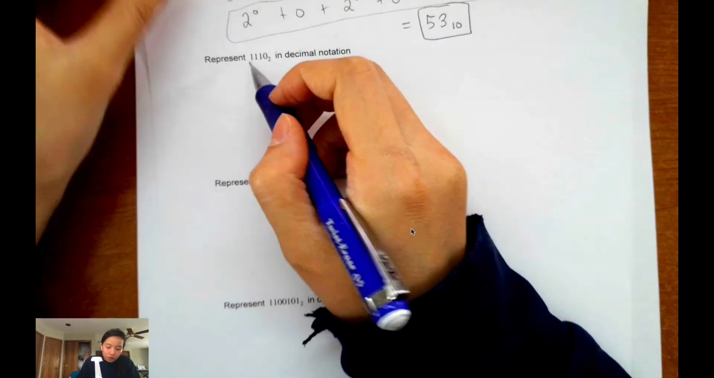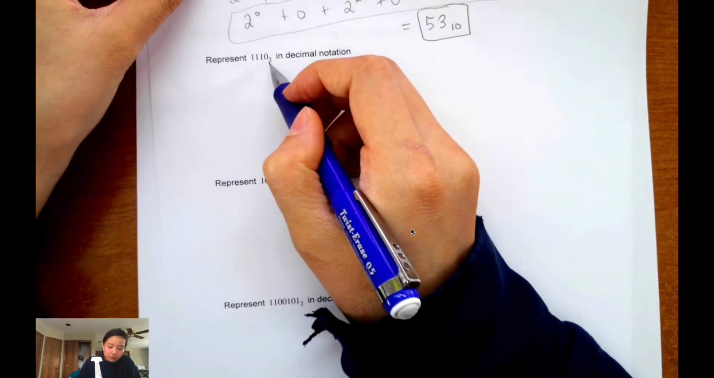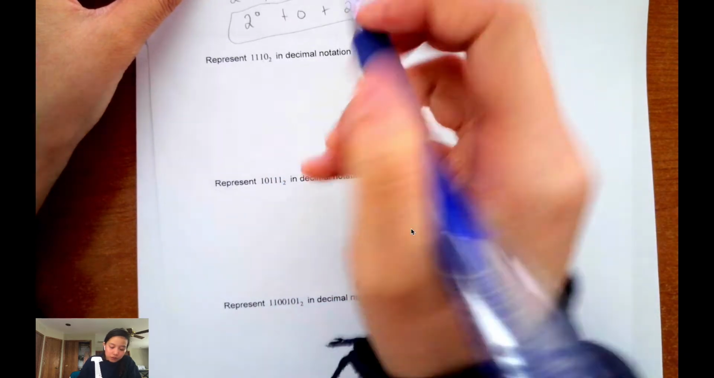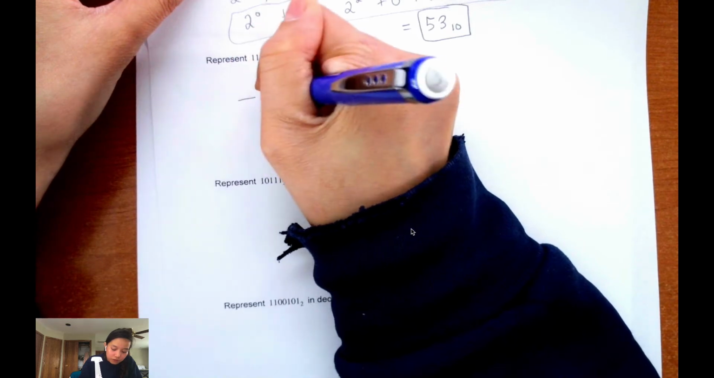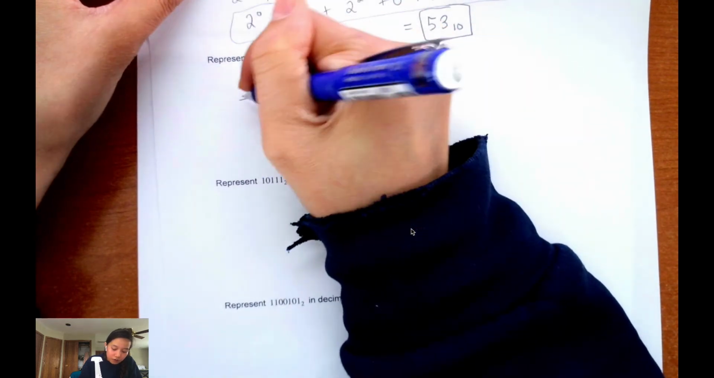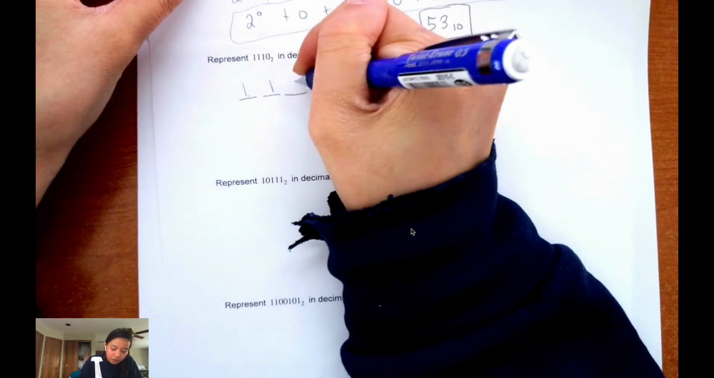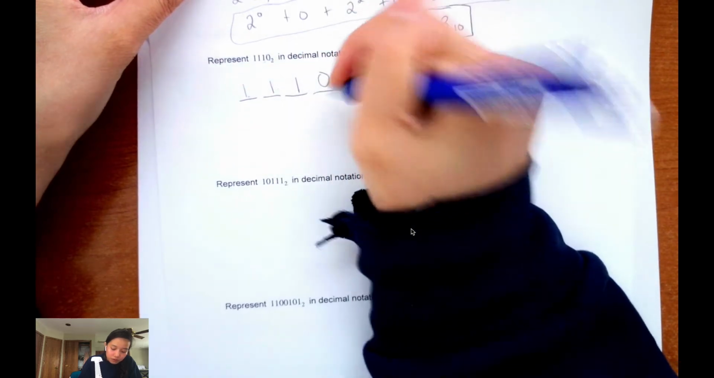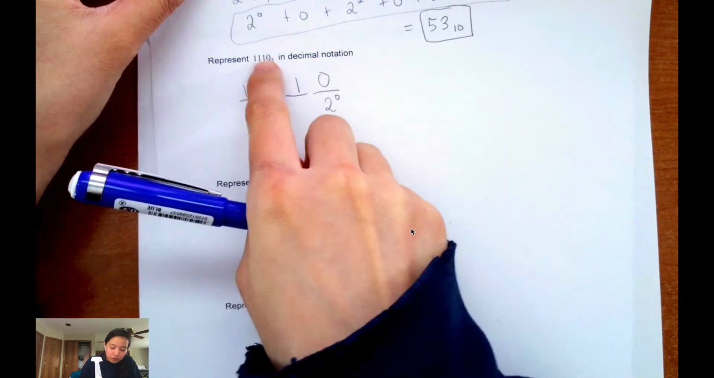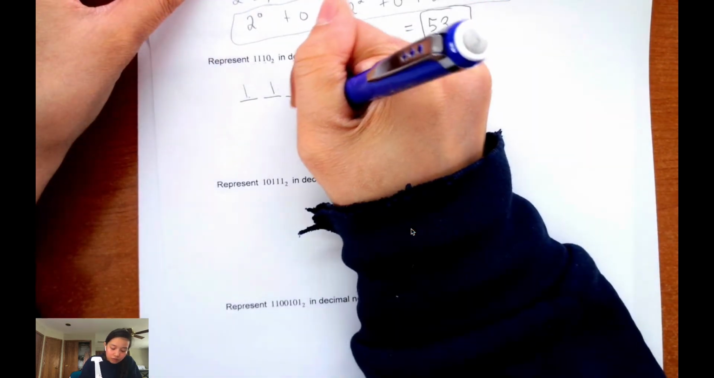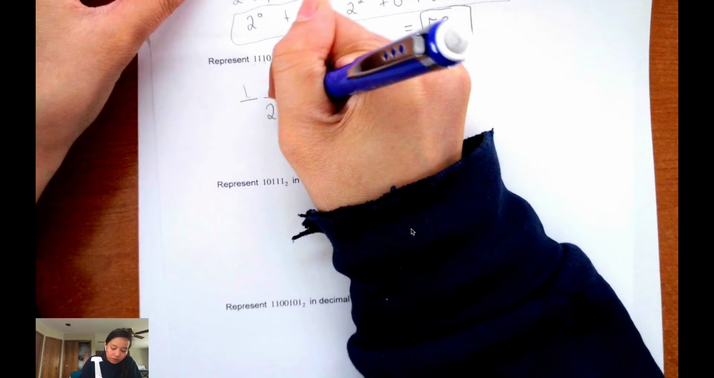Okay, let's try another one. 1110 in base 2, in decimal notation. So again, there are 1, 2, 3, 4 positions. I write the numbers on top: 1, 1, 1, 0. The position to the very right is 2 to the 0th power, and I know it's 2 because we're dealing with base 2. And then 2 to the first power, and then 2 to the second power, and then 2 to the third power.